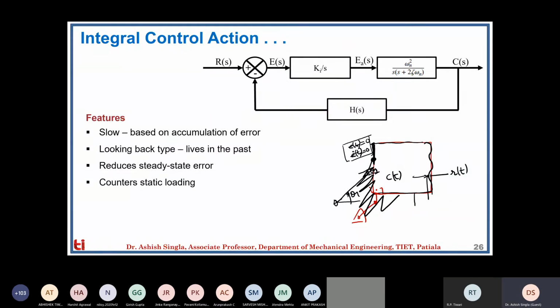So that's the meaning of static loading, because now with the integral control action, you have an integral. Because of this integral, you have a constant, and this constant we can tune, which can take care of this static loading. So even if there is zero error and zero rate of change of error, there is still a non-zero constant, which we can tune in order to take care of this static loading.